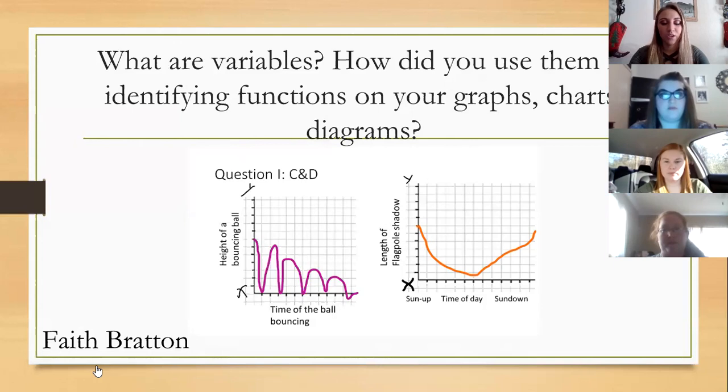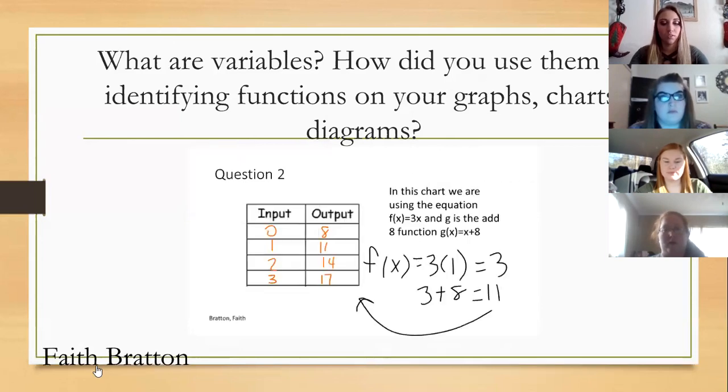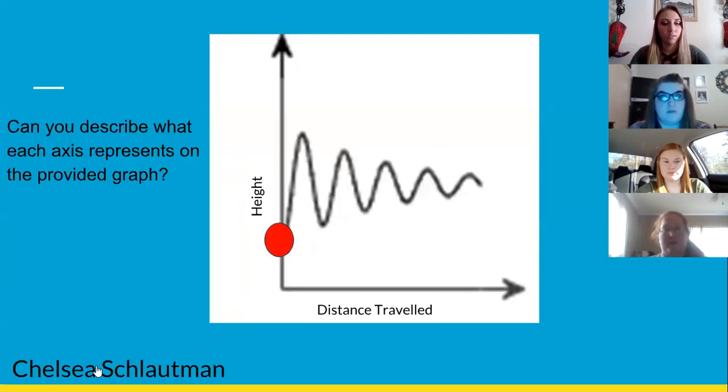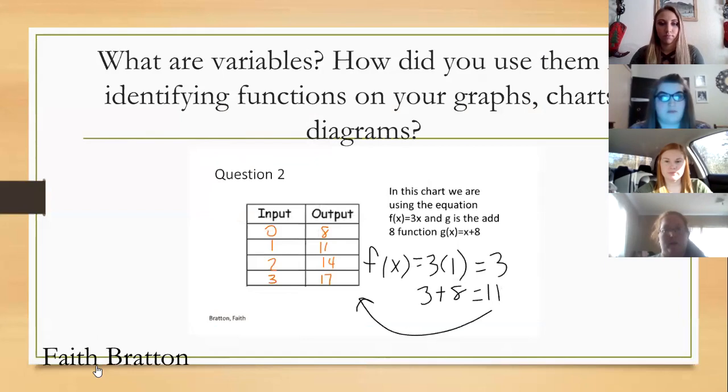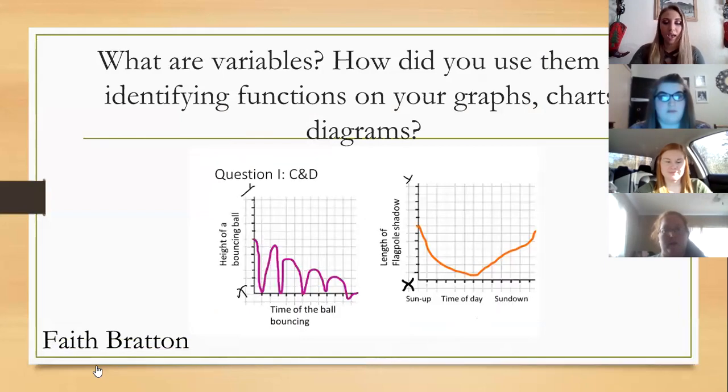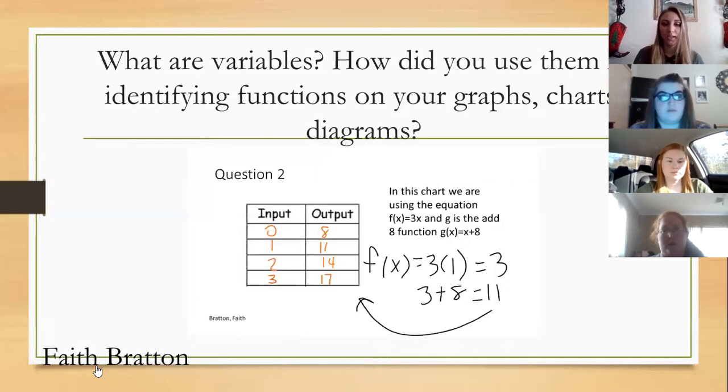In this one, variables were used all through the lesson, especially in the function table on the input and output charts. As being shown here, we're using the X and Y in this question to represent the functions. Variables were used all throughout this lesson, especially in the input-output chart right here.